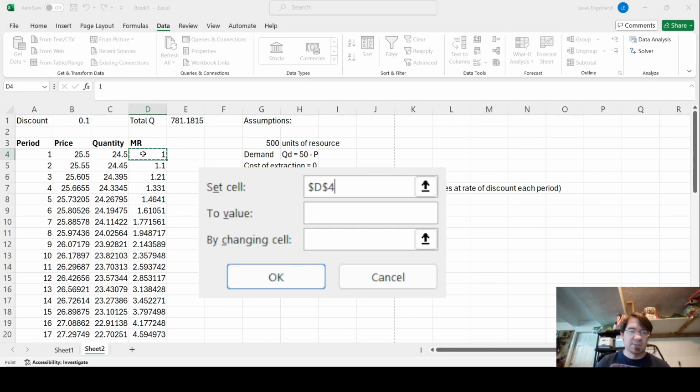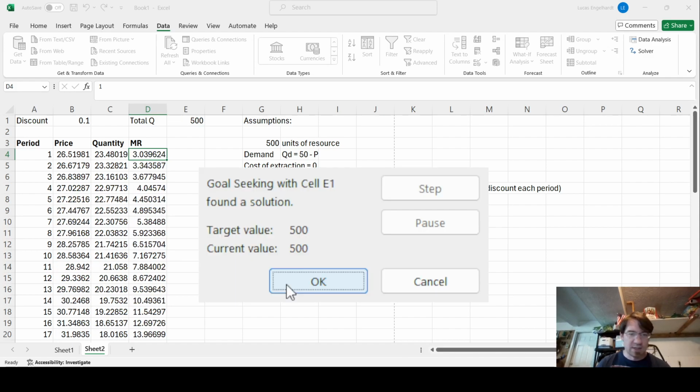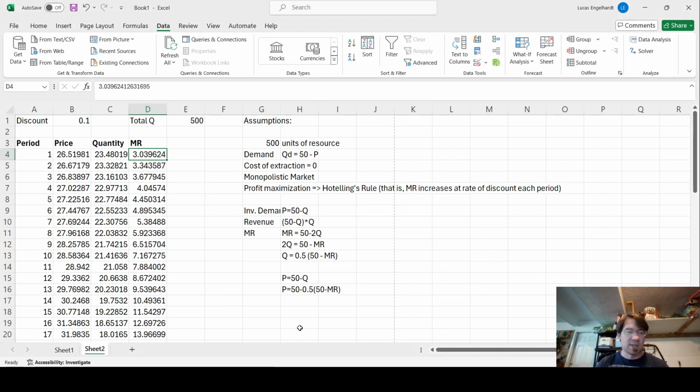So we want to set the total quantity equal to 500 by changing the cell for that first marginal revenue. So it's going to guess and check here until we end up with a total quantity of 500, and I hit OK. Had a little bit more work to get there this time. There were more calculations involved, so it's not particularly surprising. Right. And then I hit OK again to accept this.